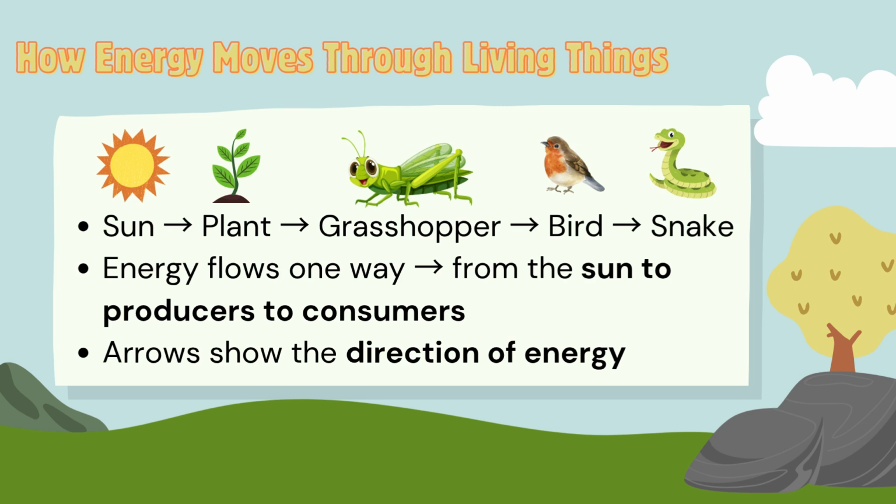Okay, here I have a simple food chain for you. It's the sun, plant, grasshopper, bird and snake. The sun gives energy to the plant, the grasshopper eats the plant, the bird eats the grasshopper, and the snake eats the bird. So energy flows one way, from the sun to the producer to the consumers. And remember, you have to add arrows in the direction the energy is going. As you can see with the last picture, the arrow is pointing at the snake, because the snake eats the bird, so the energy is going to the snake.